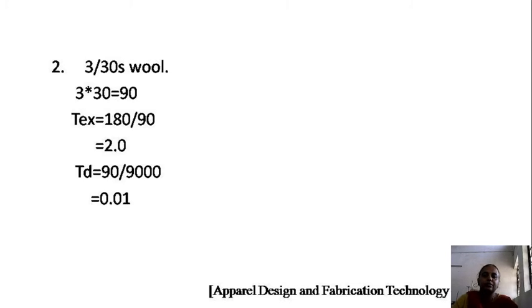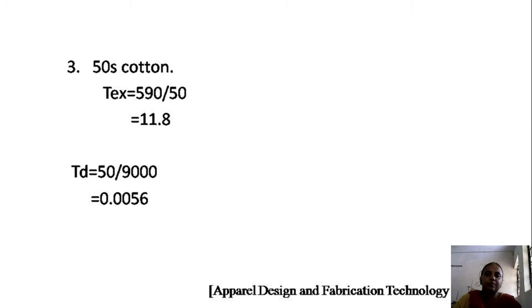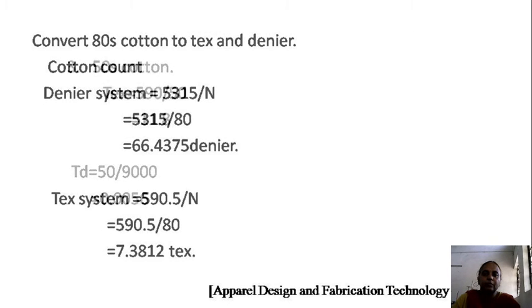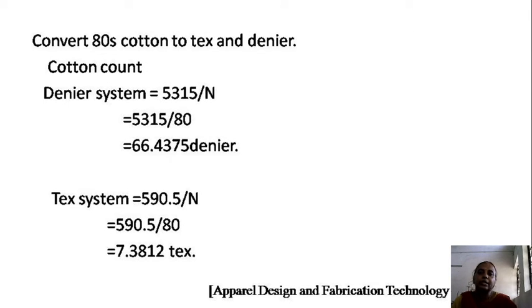You have to use the tables and divide. Next is the 50s cotton, that is tex. You have to find the values in tex and denier. Tex is 590.5 divided by 50, that is 11.8 tex. This tex value, and the denier value is 50 divided by 9000, that equals 0.0056 denier.